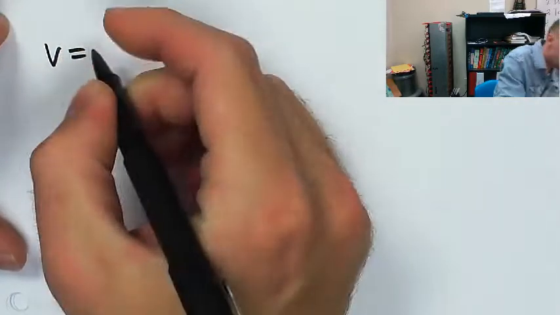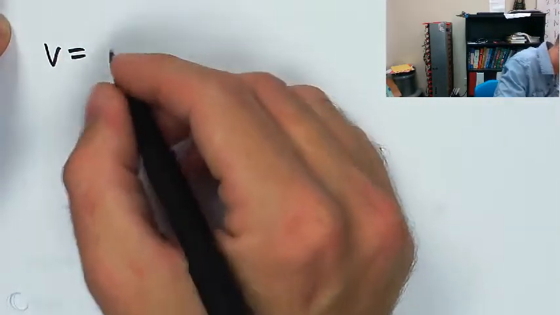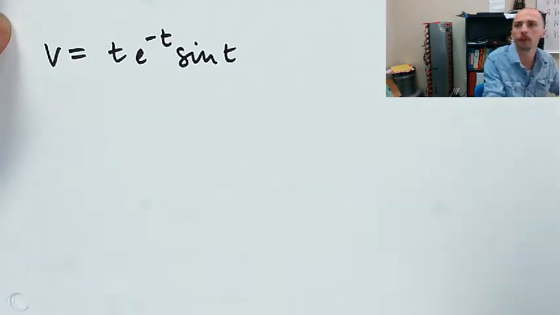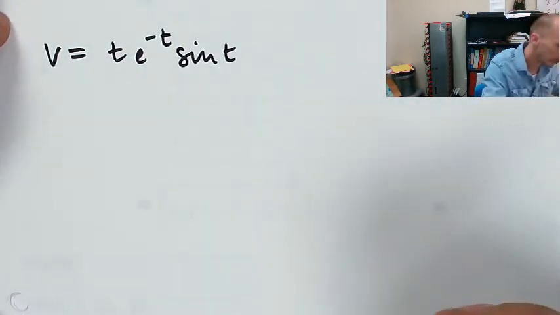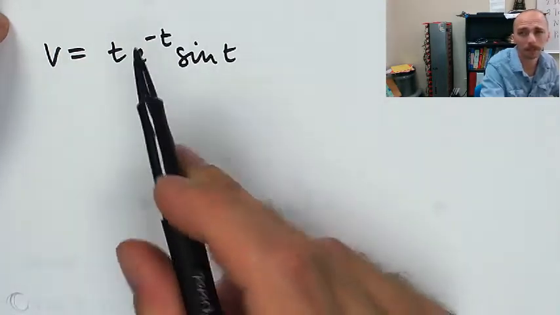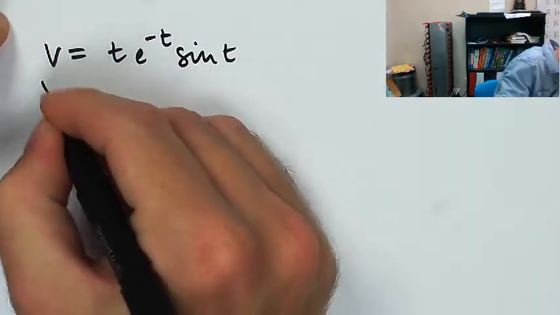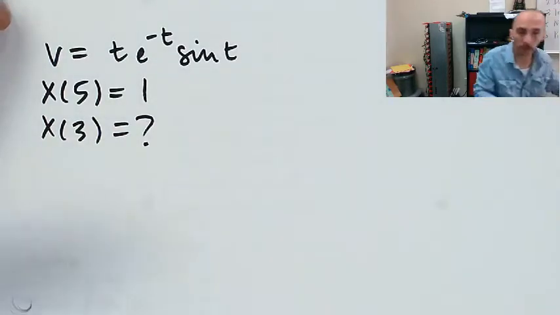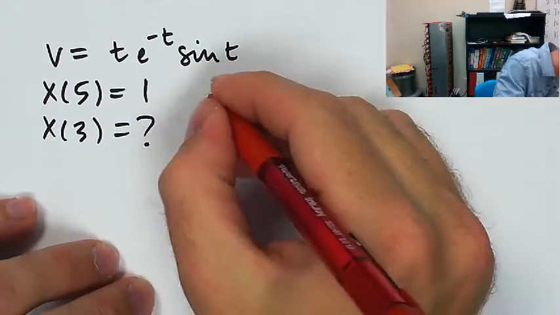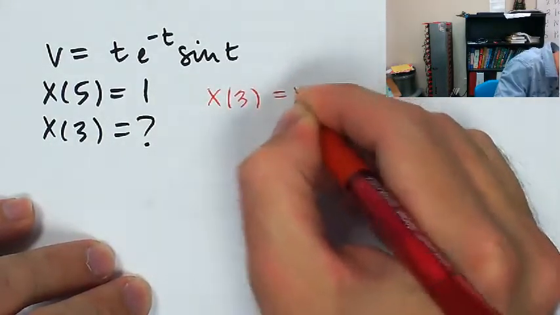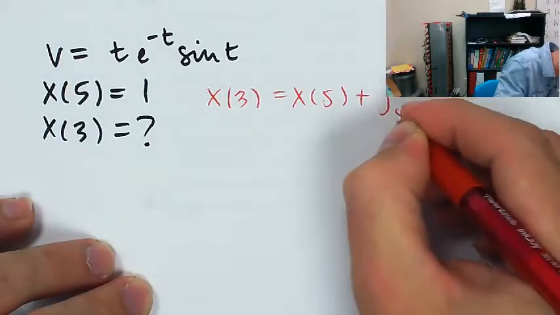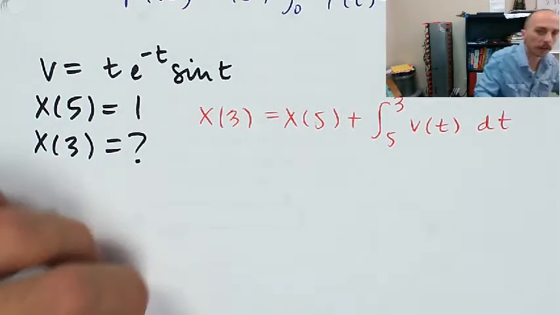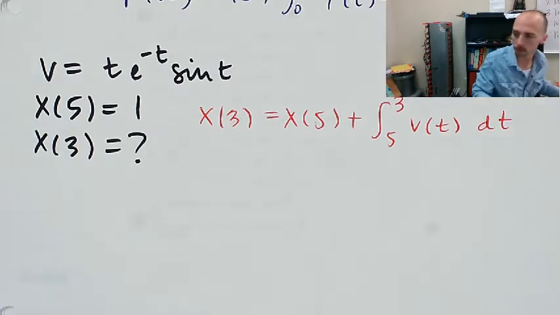Okay, so suppose velocity of an object is equal to t e to the negative t sine t, something that's hopeless to anti-differentiate. And this one actually might be anti-differentiable, but three products, you don't want to do that. And maybe x of 5 is equal to 1, and we want to know what x of 3 was. So that's where we're going to use the f of b equals f of a plus the integral. So x of 3 equals x of 5 plus the integral from 5 back to 3 of the derivative of x, which I know is velocity, with respect to time. And that's a job for the calculator.